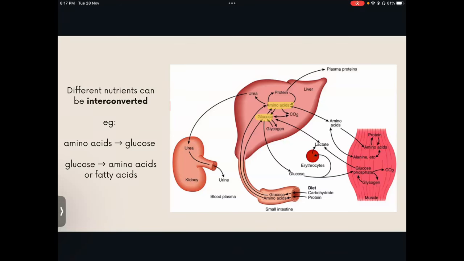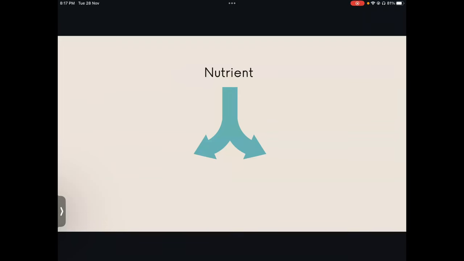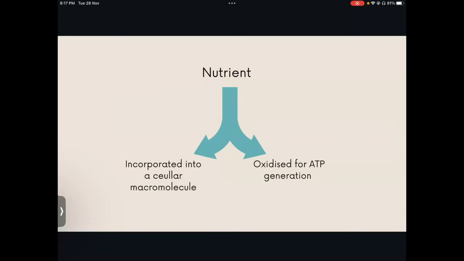There's overlap between them. Now, when a nutrient enters the cell, it has two paths that it can take. By a nutrient, I mean a sugar, glucose, amino acid, protein, whatever it is. Once it enters the cell, it has two paths. As we just mentioned, it can either be incorporated into a cellular macromolecule, or it can be oxidized for ATP regeneration. So, being incorporated into a cellular macromolecule, what kind of process is that? Anabolism. Yes. And so the opposite process would be catabolism.